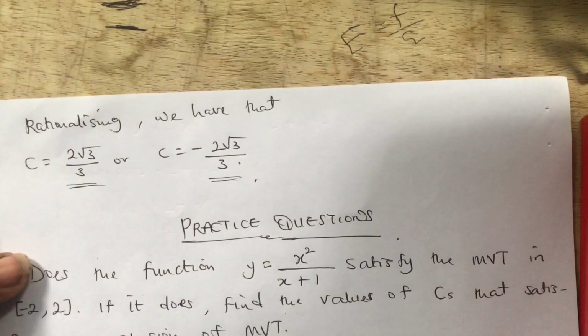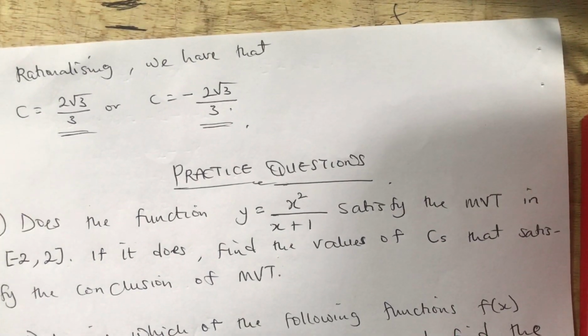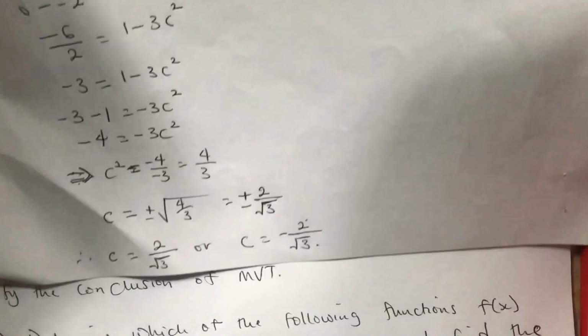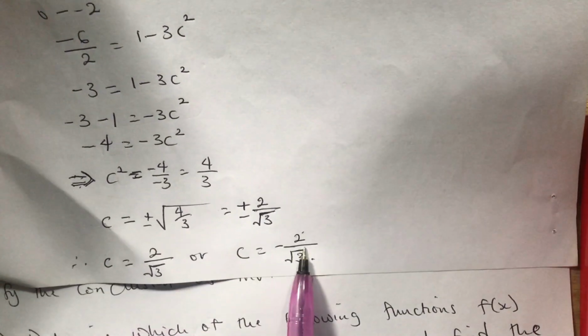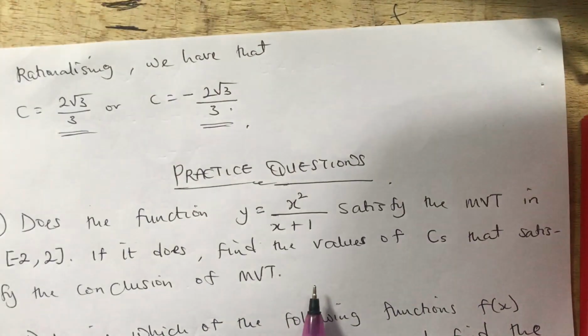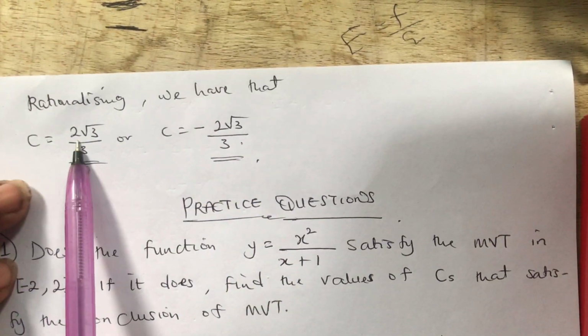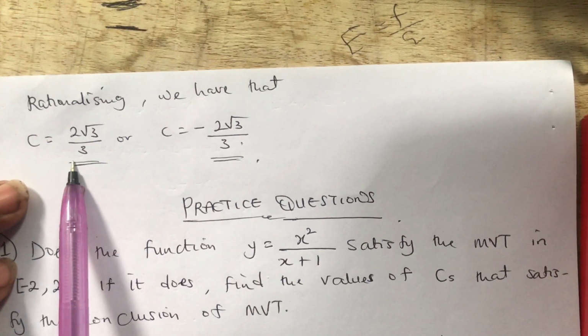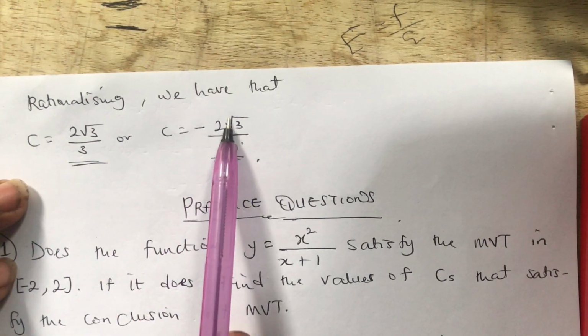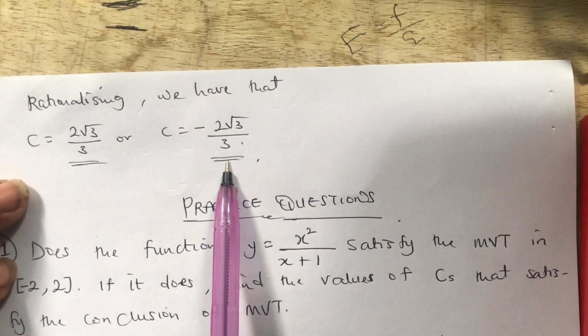So now we can leave our answer as this. And we can as well rationalize our answer. Rationalizing, we have that c equals 2 root 3 over 3, or c equals minus 2 root 3 over 3. How do we rationalize?